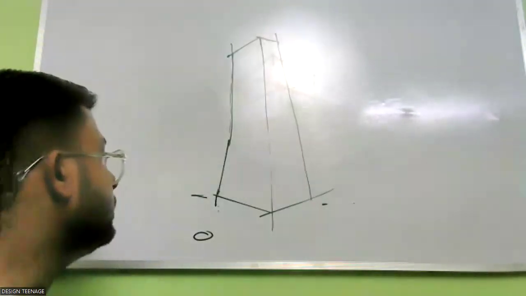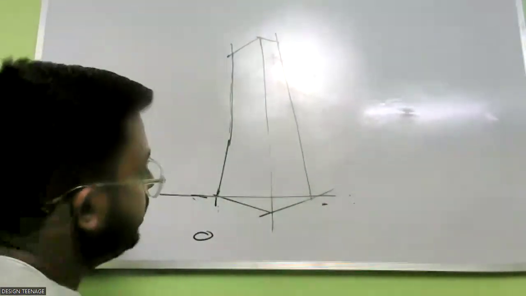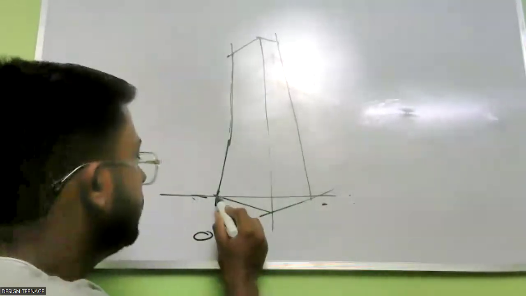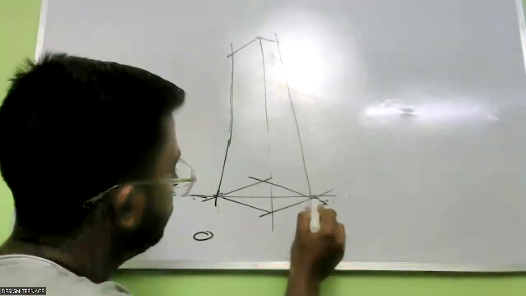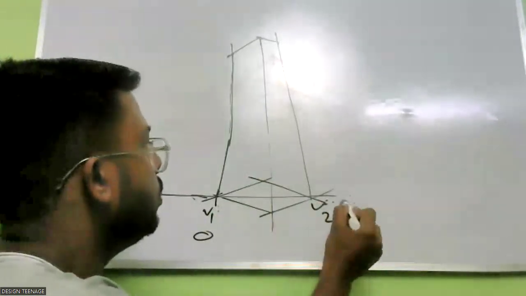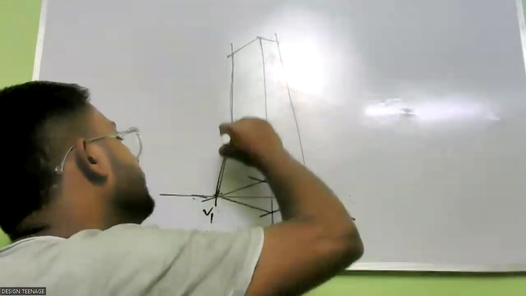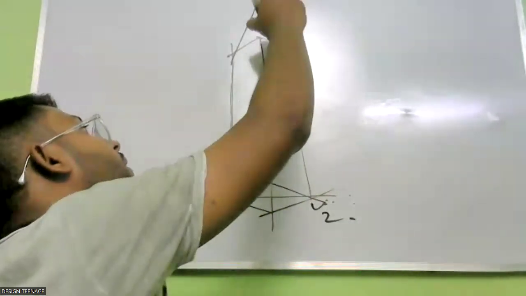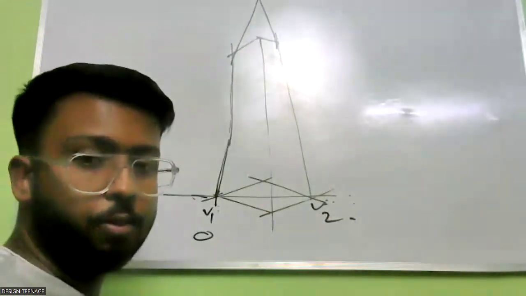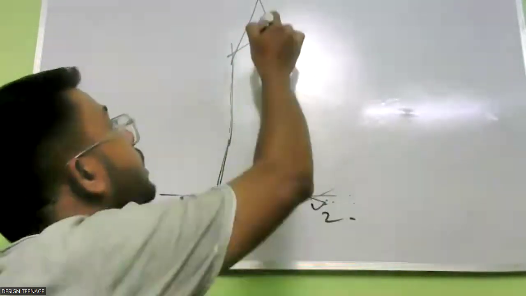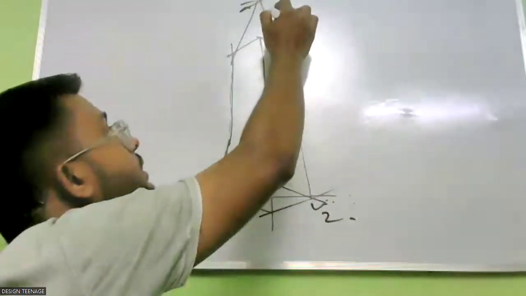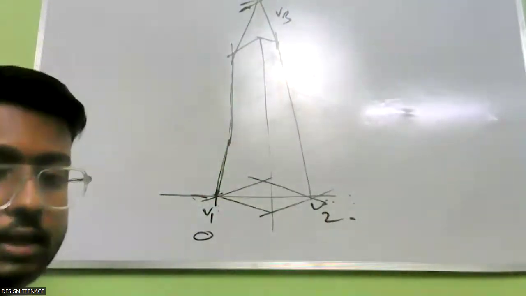Now then where are the points? When you are viewing it from the ground, this is where your V1 and V2 lie, and these two lines which are going, they meet somewhere over here. Okay. Now the drawing is not perfect, but I'm just showing what actually is happening. Somewhere over here, that is known as your V3. So there are 3 vanishing points.